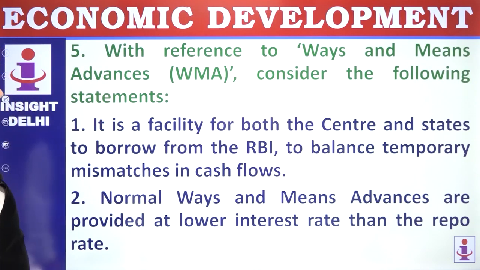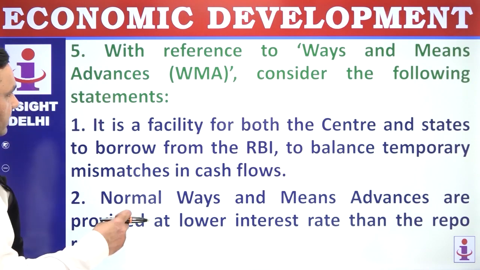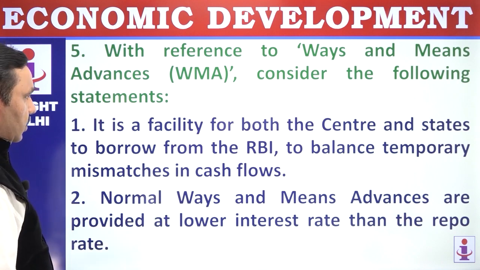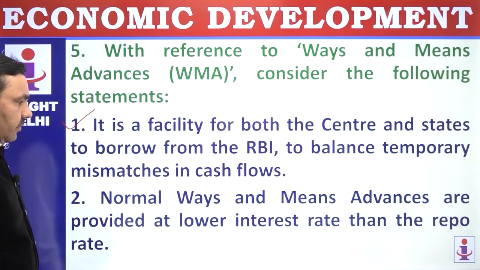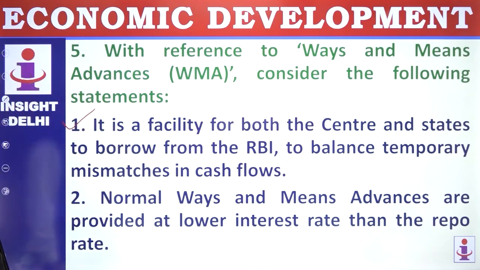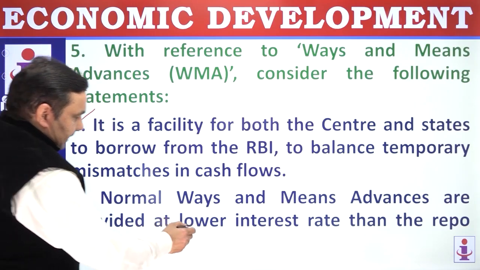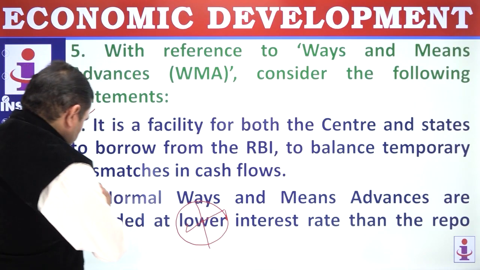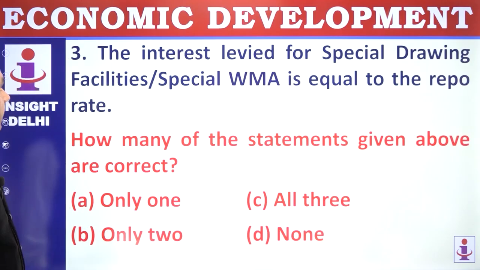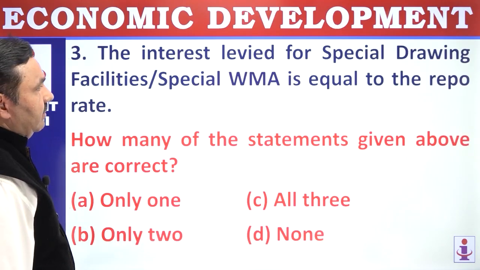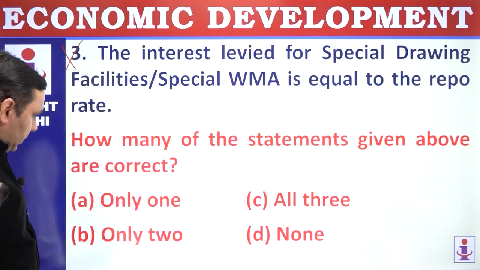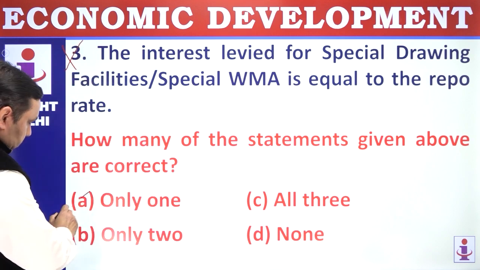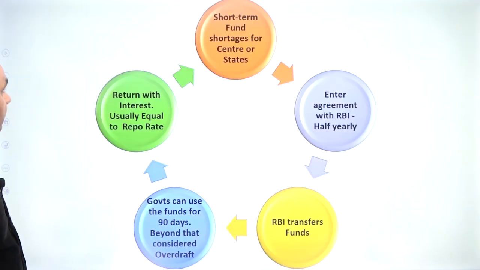With reference to Ways and Means Advances, WMA, consider the following statements. It's a facility for both the Centre and the states to borrow from RBI to balance temporary mismatches in cash flows. That is correct. Normal Ways and Means Advances are provided at the repo rate, not lower. That is wrong. The interest levied for the special drawing facility, special WMA, is equal to the repo rate, 1% more than the repo rate. So that is 1% more, and this is also wrong here. How many are correct? Only one is correct, that is statement number 1.